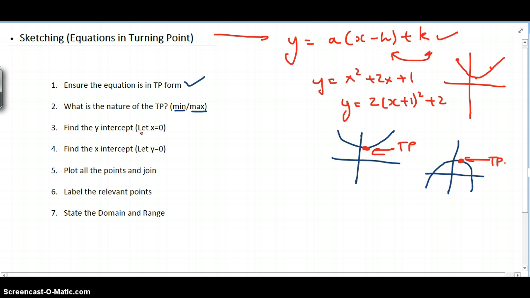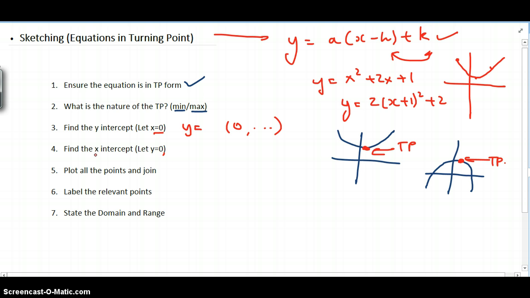Find the y-intercept is the next step. So again, with linear equations, finding the y-intercept, we have to substitute x equals 0 into that equation, and we get a value for y, then we set coordinates as 0, and whatever value you get for the y coordinate there.